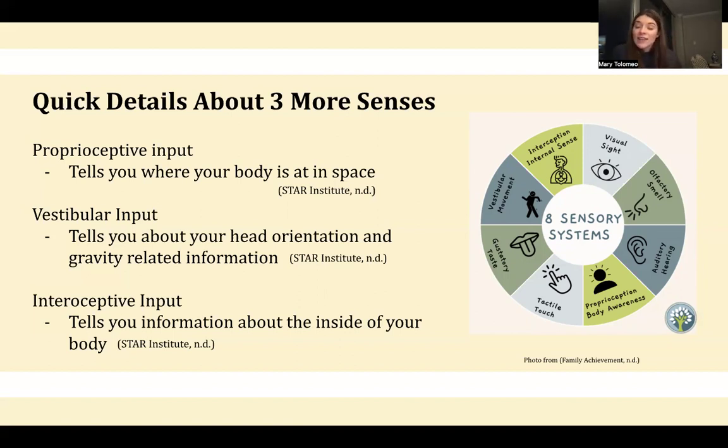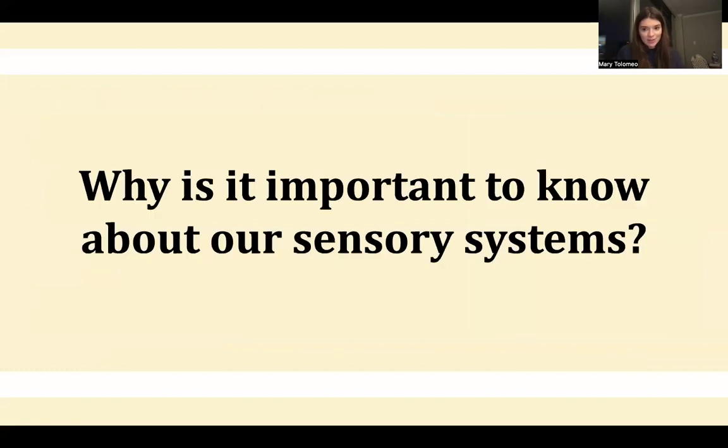Our vestibular system, this is housed in our inner ear. Fun fact. And it tells you about head orientation and gravity related information. Swinging is something that activates the vestibular system. And then interoception, this is what tells us about what's going on the inside of our body. So, how do we know when we have to use the bathroom? It's because of our interoception system, or how we're feeling. Are we feeling anxious or are we feeling peaceful? Are we feeling hungry or are we feeling not hungry? Those are some examples of what our interoception system tells us.